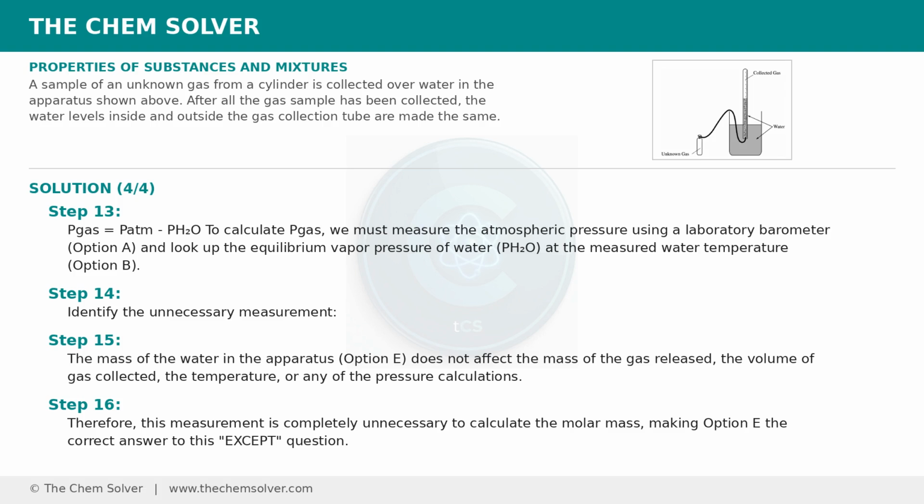To calculate P gas, we must measure the atmospheric pressure using a laboratory barometer, option A, and look up the equilibrium vapor pressure of water, P H2O, at the measured water temperature, option B.